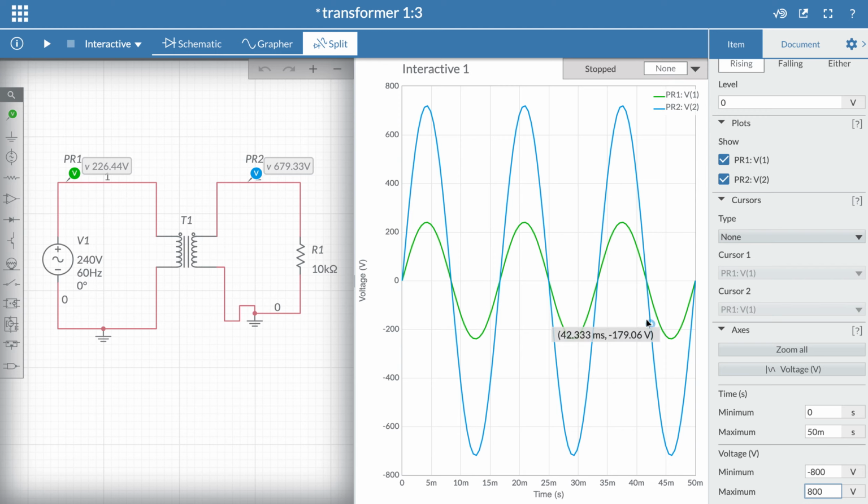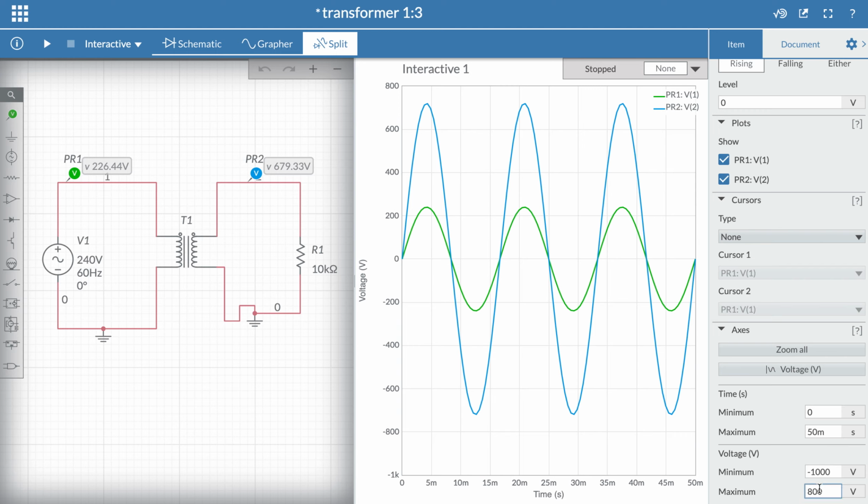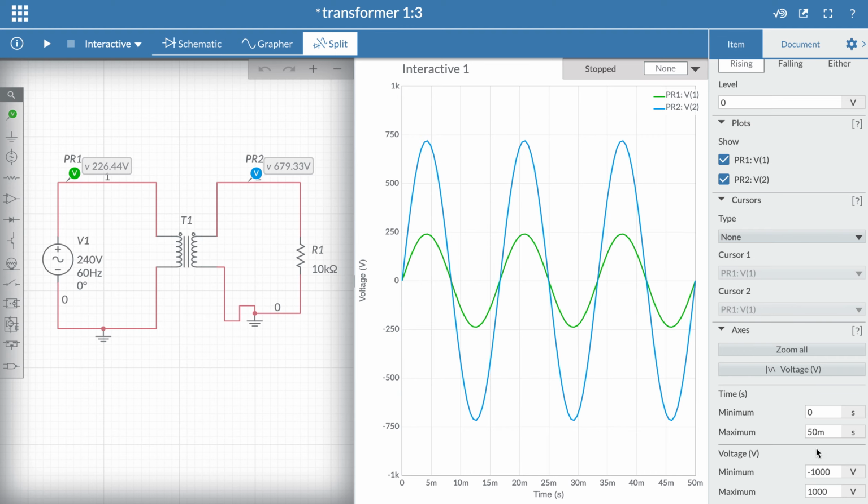Please, in order to have different curves from each other, I don't want you all to have the same screenshot. Try here to have different ranges. Like if you take it 1000 instead of 800, yeah, it will also give a clear graph. Here also you can take less or more.